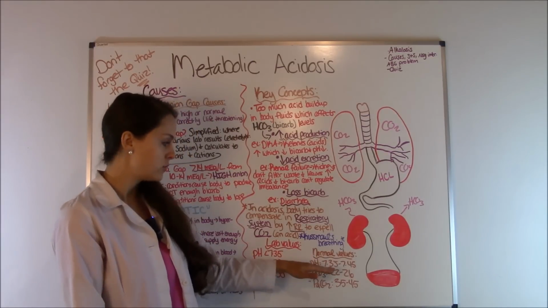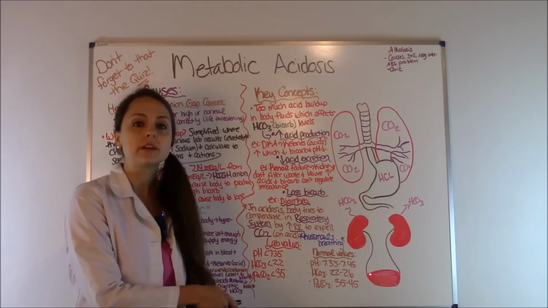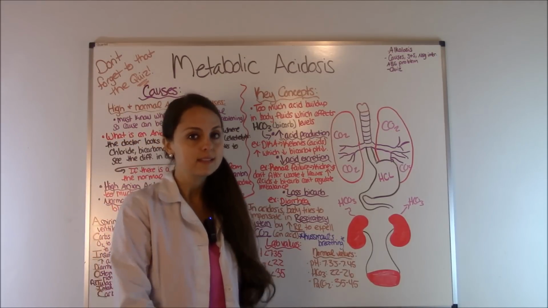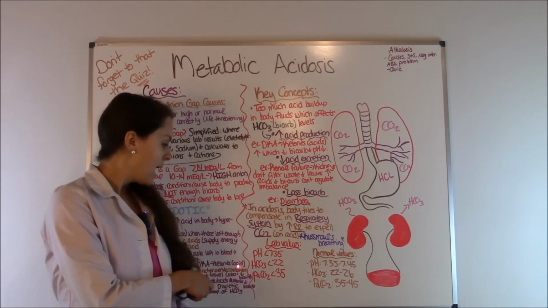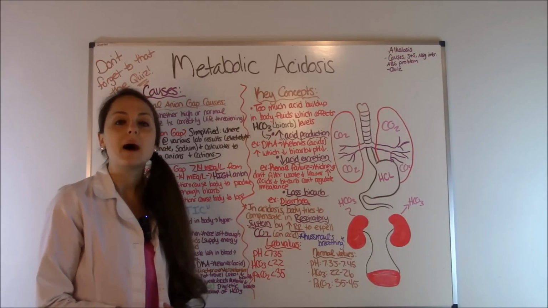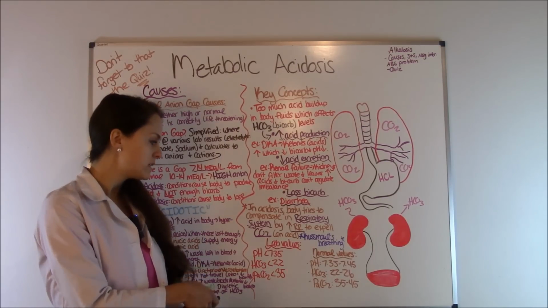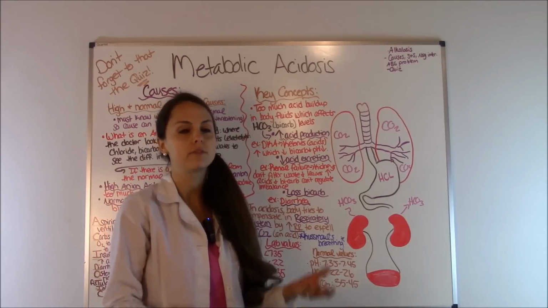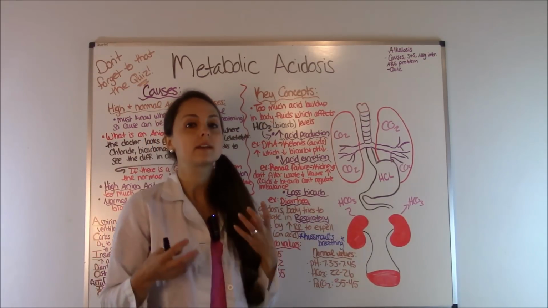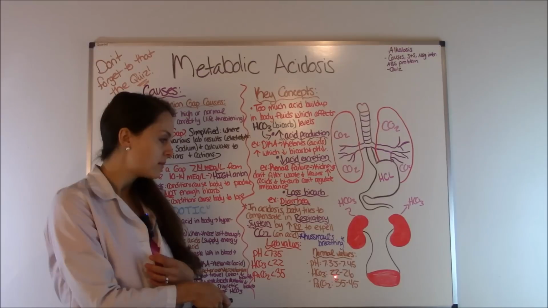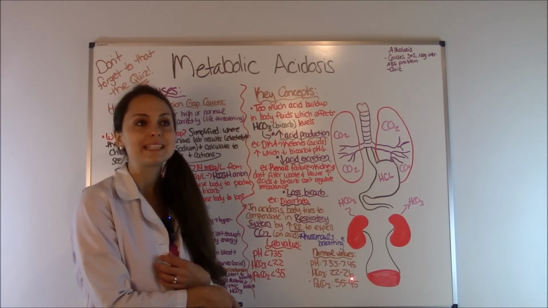The pH drops, and a normal blood pH is 7.35 to 7.45, so anything less than 7.35 is an acid. Your HCO3, which is your bicarb, will be less than 22, because remember, it just plummets whenever you get all these acidotic conditions. And a normal bicarb level is 22 to 26.